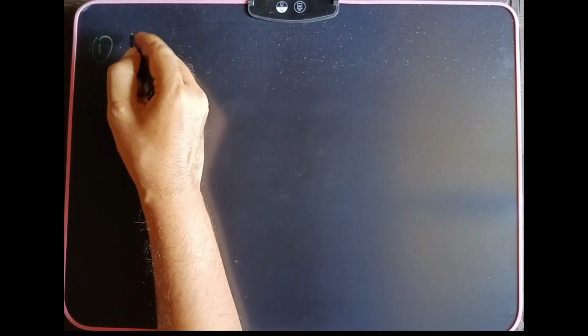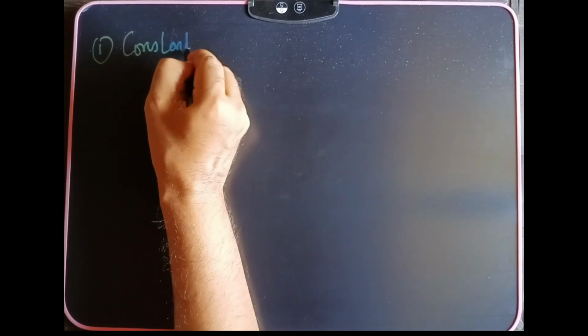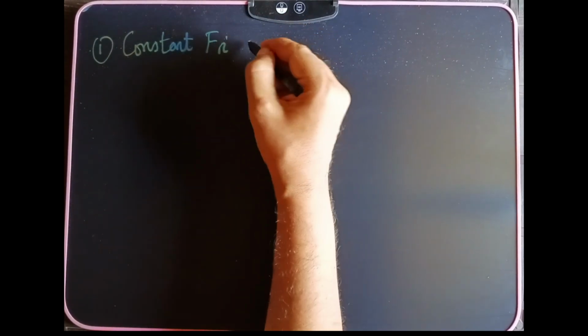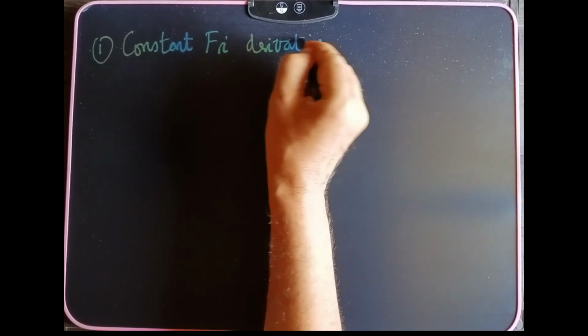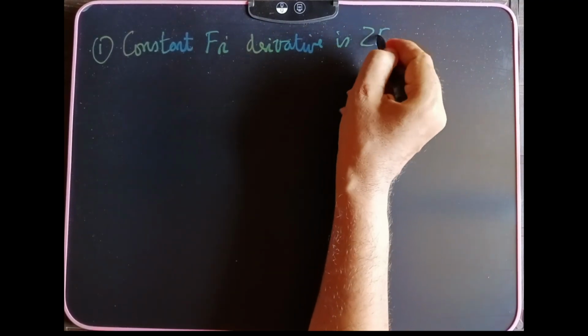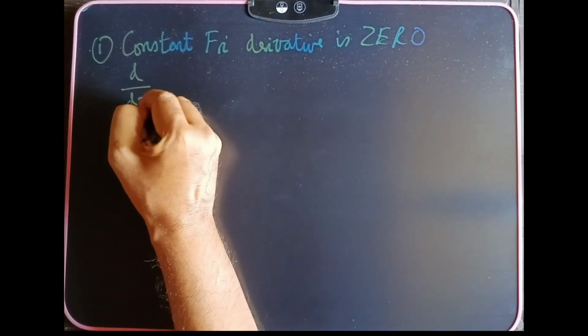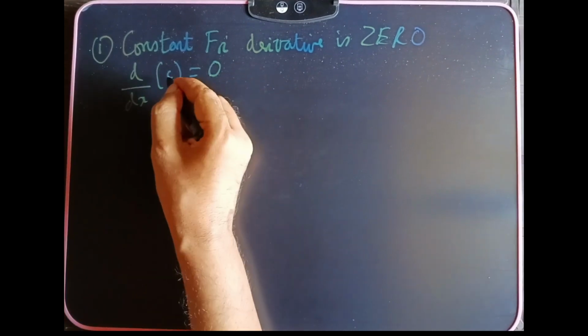The first rule is the constant function. The derivative of a constant function is 0. We have already seen this in the previous video. The derivative of a constant function is 0, where c is the constant.